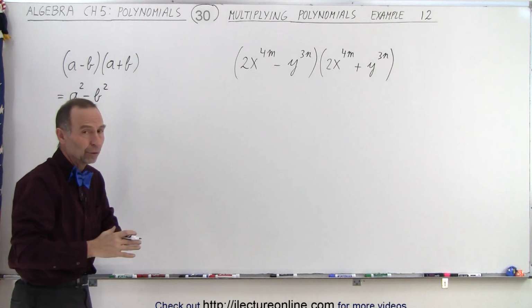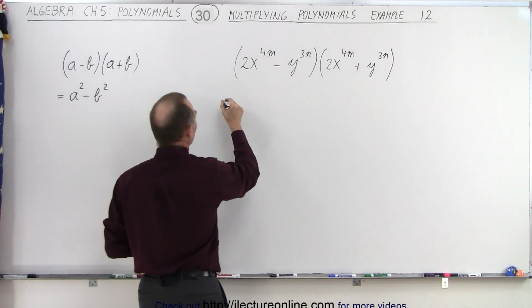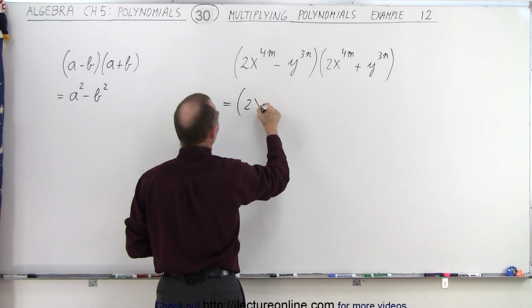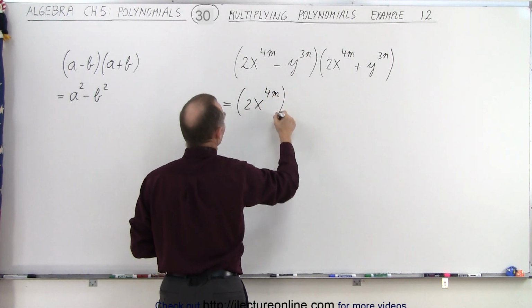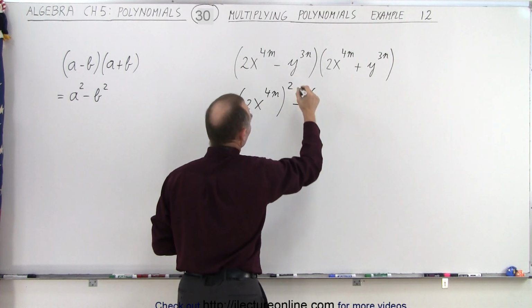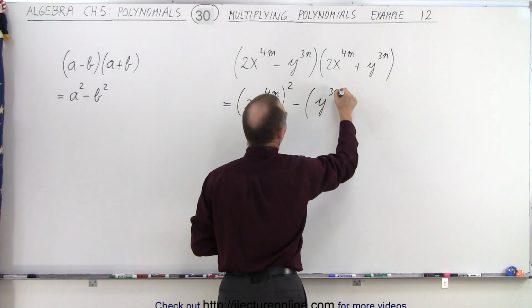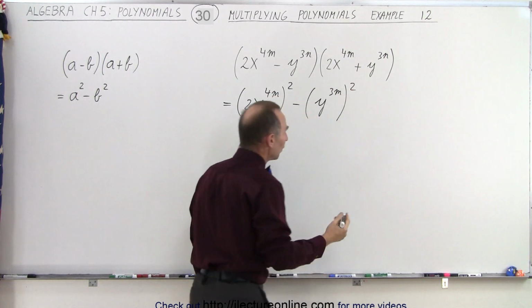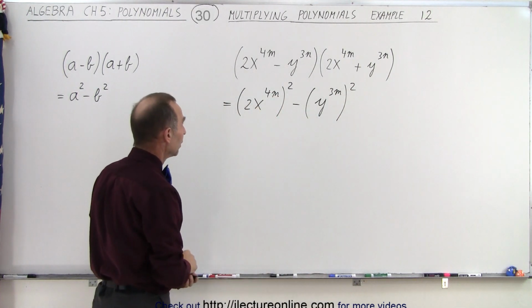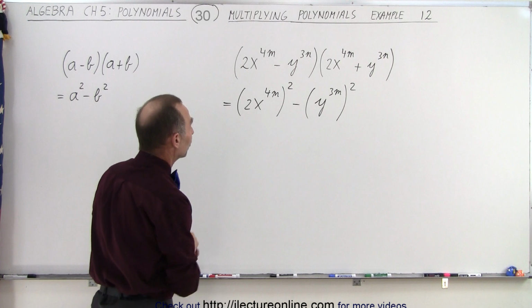So here we're going to do exactly the same thing. This must be equal to the first term squared minus the second term squared. Now all we have to do is follow the normal routine of dealing with exponents.